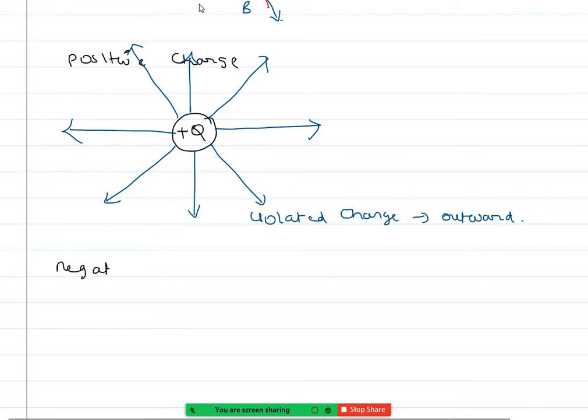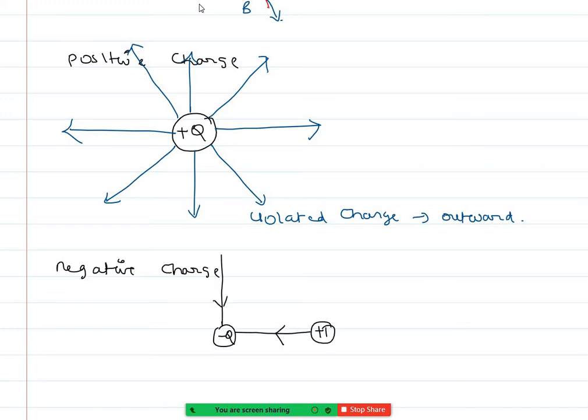Similarly, for a negative charge, if you want to draw, how will you draw it? This is minus q. If you place a unit positive charge, will it experience a force of attraction or repulsion? It will experience a force of attraction. So the electric field line will be pointing inward. For an isolated negative charge, the electric field is pointing inward.